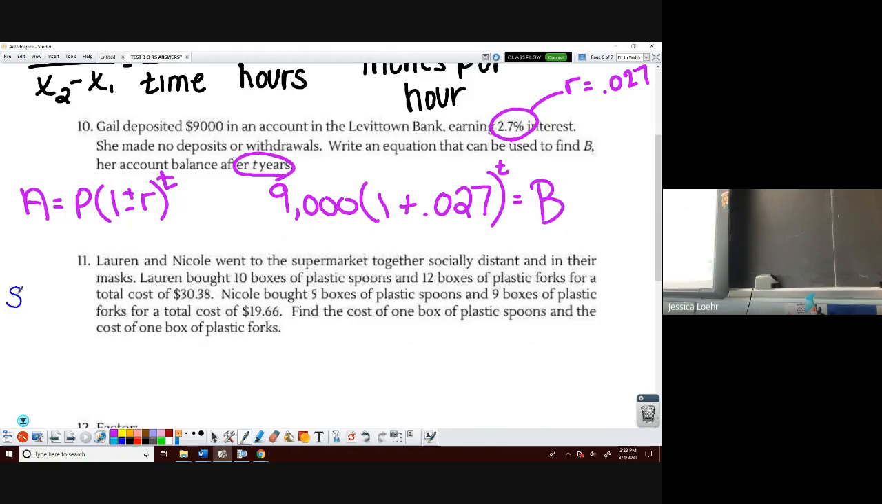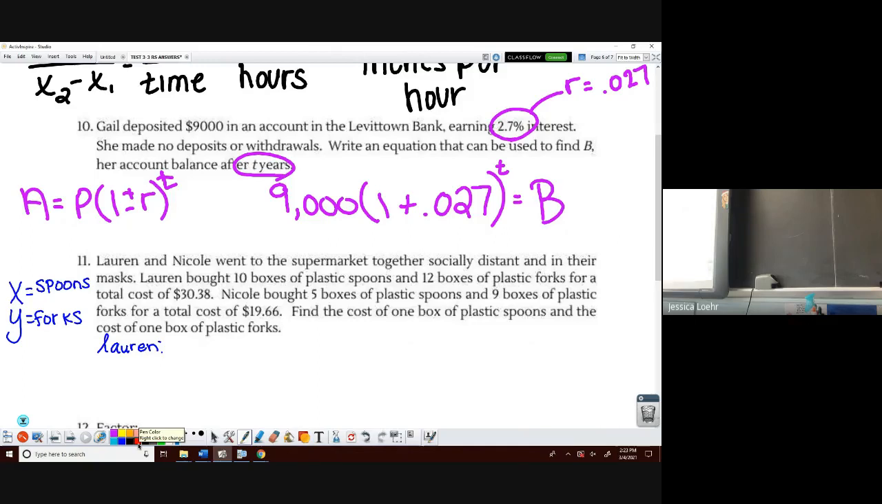I'm going to change it when I do this with you now to x and y, because I don't like using s, because it kind of looks like a 5. So x is going to be spoons, and y is going to be forks. So you need to write an equation for each person. So Lauren, her equation is going to be what?